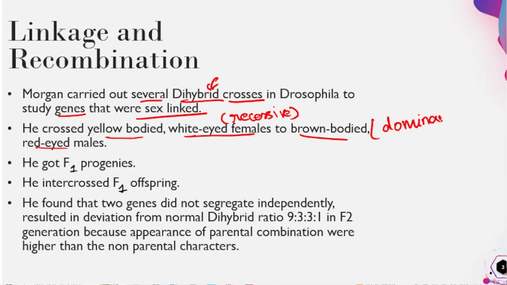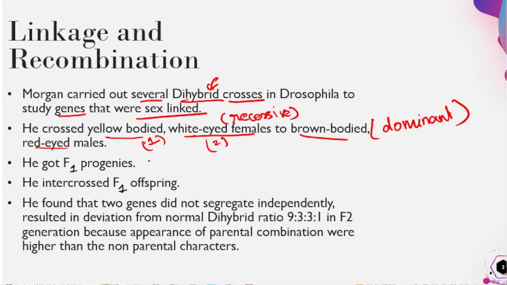That is the dominant character. Okay, so when he crossed the yellow body and white-eyed females, there are two characters. So you say it is a dihybrid cross. This is one character, body type, and eye type. Right? This is the second character. There are two characters, so it is a dihybrid cross.